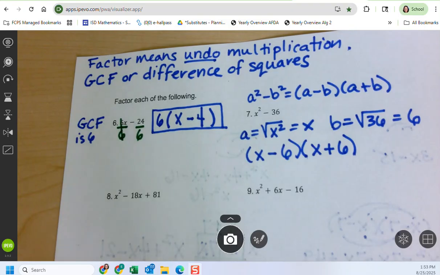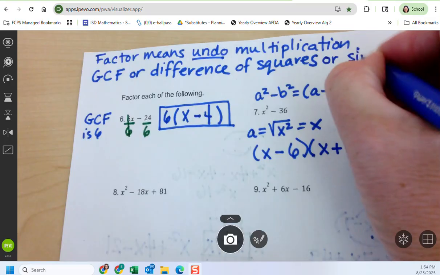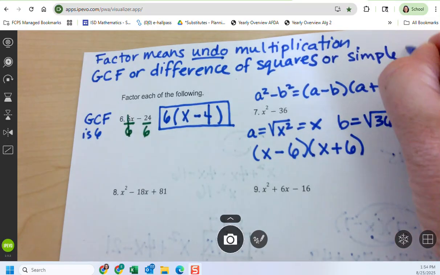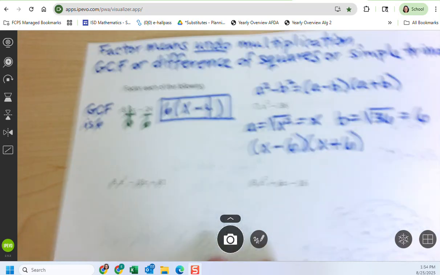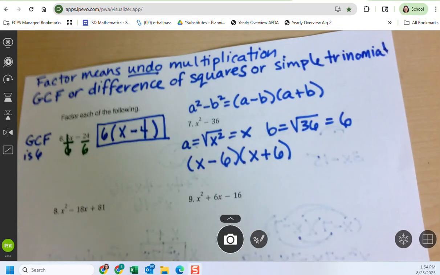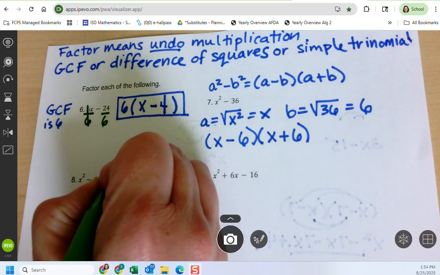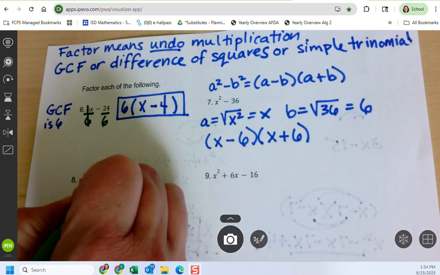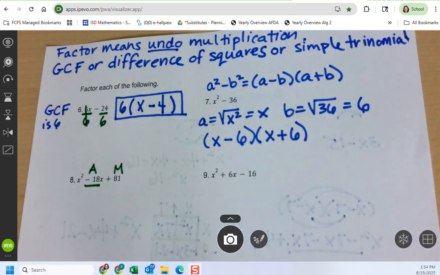Oh, the last thing we're going to talk about is simple trinomials. It's called a trinomial because it has how many terms? 3, right? Tri means 3. All right, so let's look at the first one. This is the one you might remember more. You're looking for two numbers that multiply to the last number and they add to the middle number. So multiply to 81 and add to negative 18.